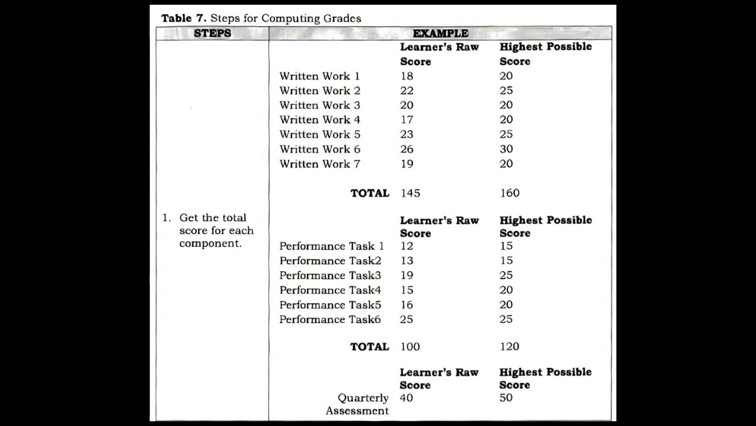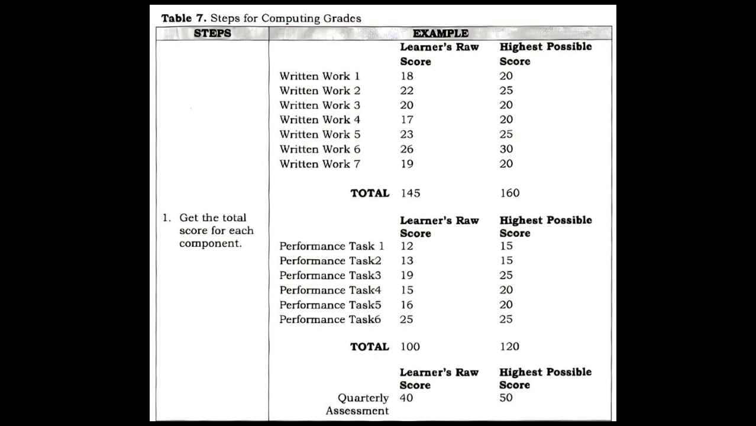First step, get the total score of each component. For example, in written work 1, we have the learner's raw score of 18 and the highest possible score is 20. In written work 2, we have the learner's score of 22 and the highest possible of 25. So on and so forth until written work 7. Total all the learner's raw scores, which is equivalent to 145, and the highest possible score is equivalent to 160.